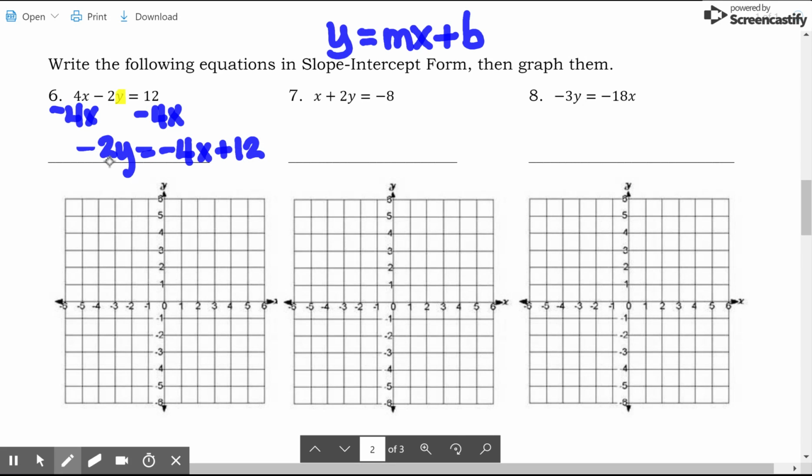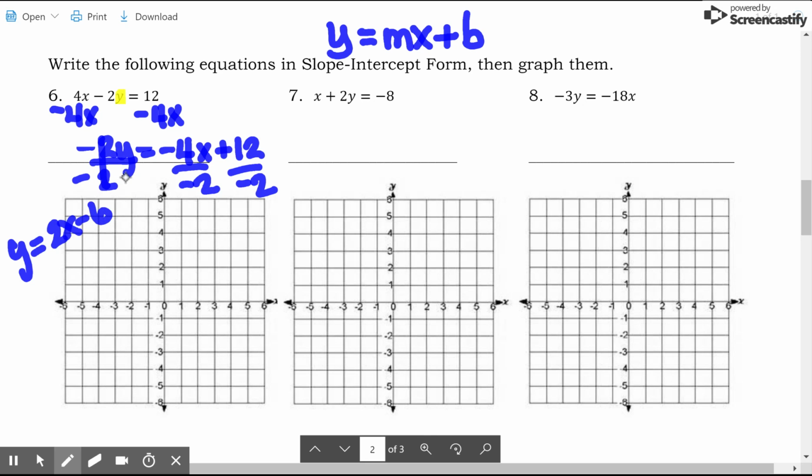Now the only other thing I have is y has been multiplied by negative 2, so the opposite is we're going to divide every single term by negative 2. So in simplest form, we would have y is equal to negative 4 divided by negative 2 is a positive 2x, that's my slope, and a positive 12 divided by negative 2 is a negative 6.